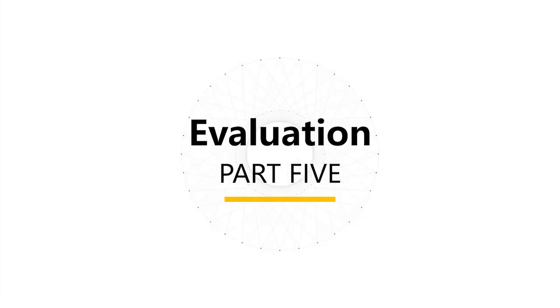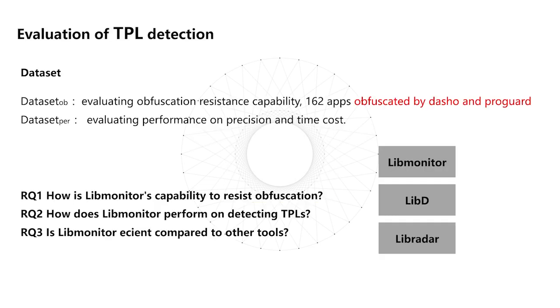Then is the evaluation. We get an app dataset from a public dataset which contains a ground truth of TPL in apps. Our dataset consists of two parts, that is dataset OB and dataset PER. We compared our tool with LibRadar and LibD. We designed experiments to answer these three questions.